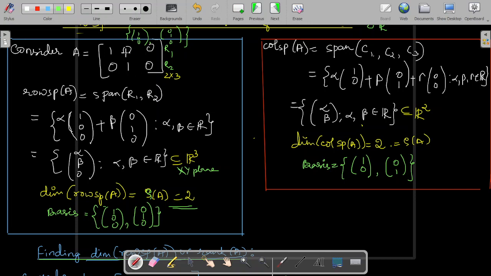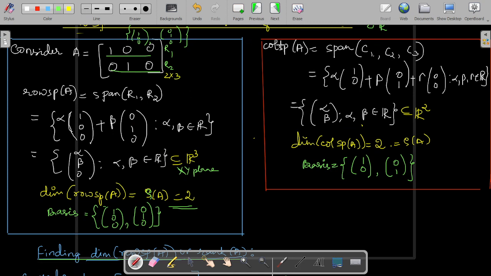Therefore the given rows form the basis, that is 1, 0, 0 and 0, 1, 0, because it is a subspace of R n. Every time, the row space of an m by n matrix is a subspace of R to the power n.